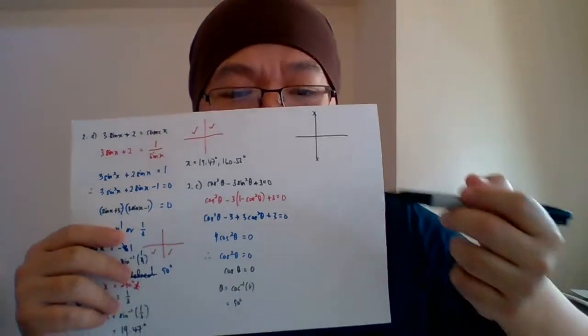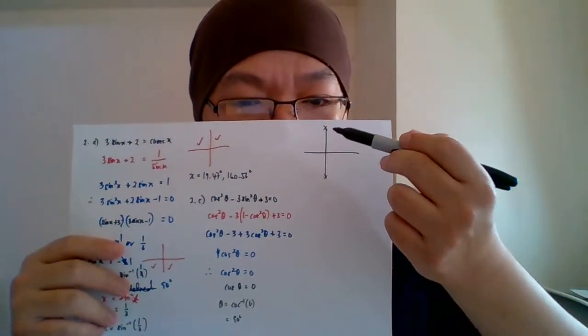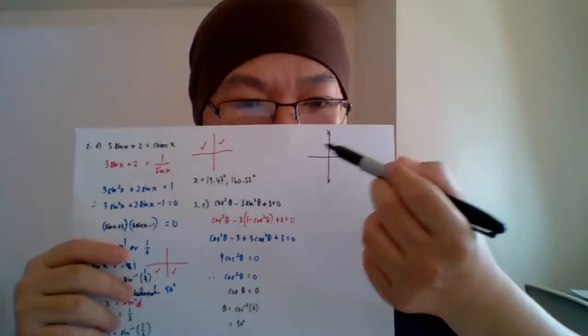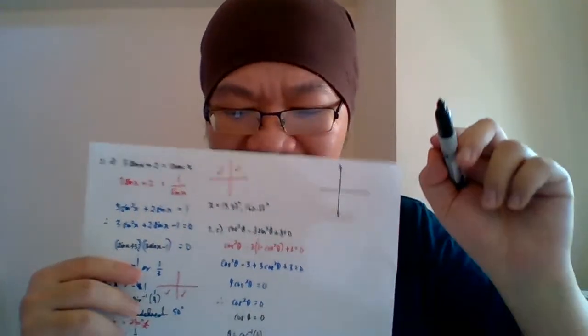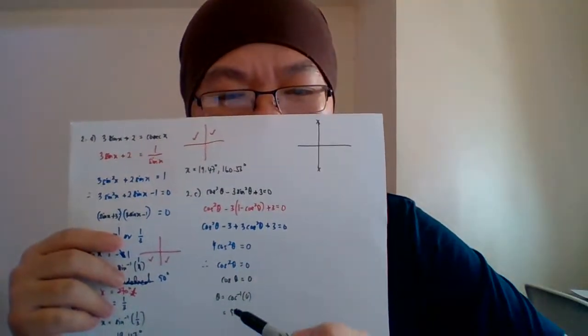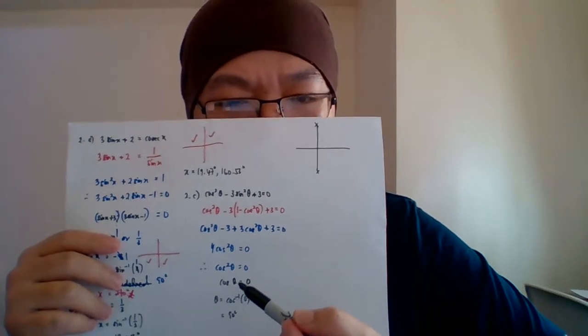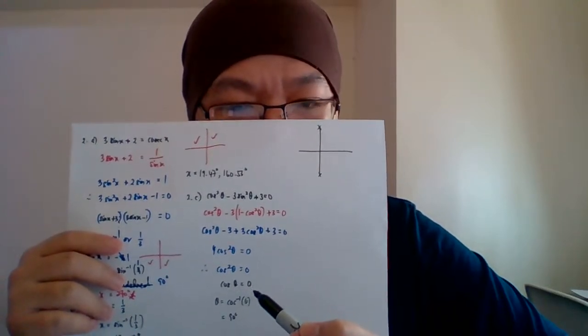Okay, because he is asking about the angle, about 90 degrees, 360 degrees. If I'm not mistaken, right, Angel? Okay, I think so. So now guys, cos theta equals 0.